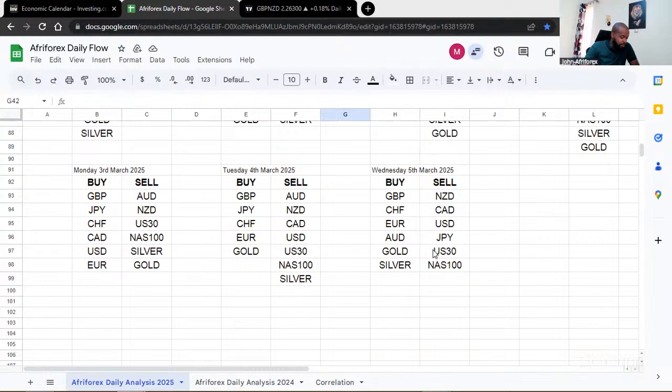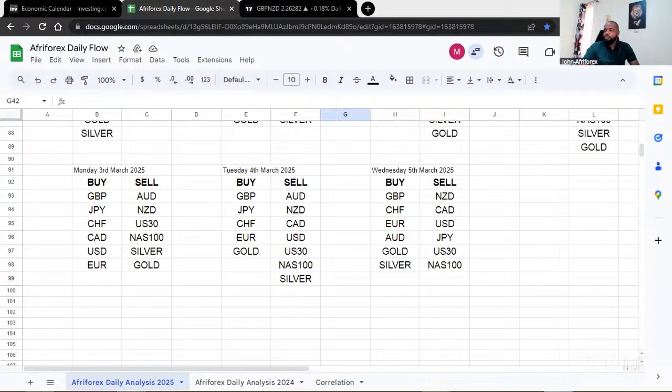Then after that, we're going to look at the indices and the commodities. You can see just a couple of changes, just silver moving to the buy side. We'll see how things end up going. And of course, since we haven't had these sessions the last few days, including yesterday, we won't really be doing much of a recap.